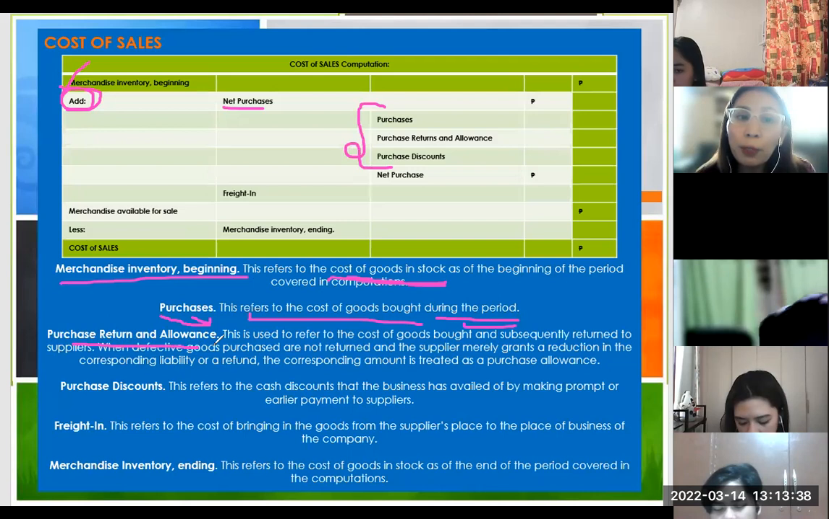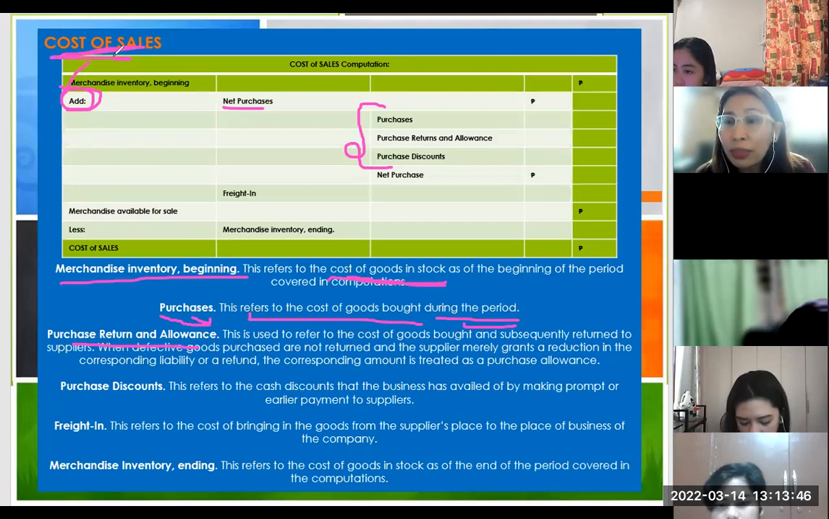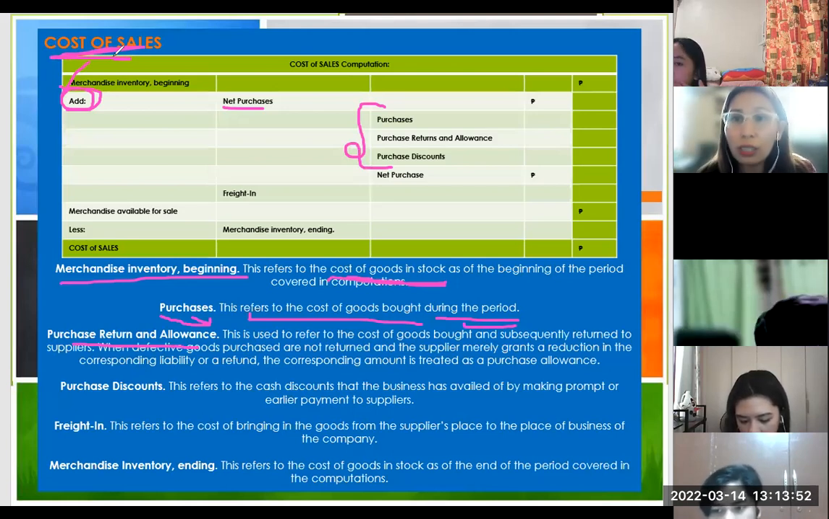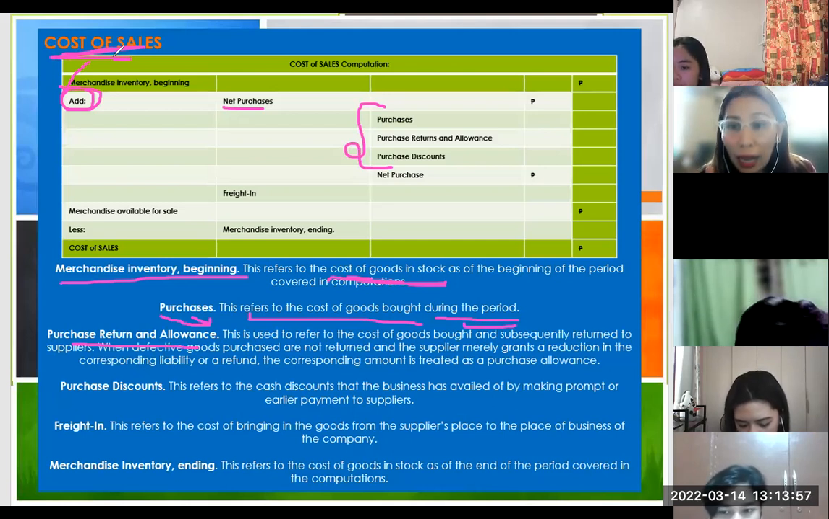Now, ito naman, purchase, return, and allowance. This time kasi, pag sinabing cost of sales, the business is buying something. Therefore, they are spending. Tama? Kasi they are considering all the costs incurred para makabuo ka ng product, para makapagbenta ka.